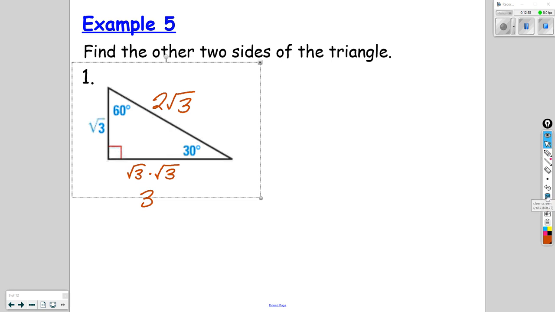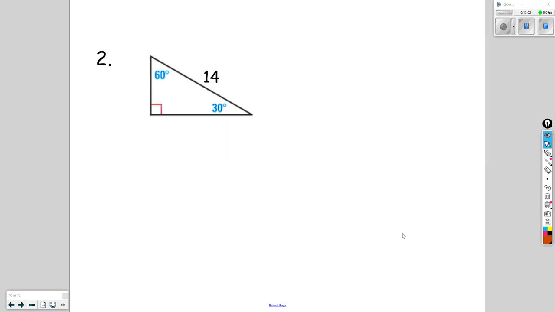All right, let's move on here. All right, now we're starting with the hypotenuse. These are not the most difficult examples, okay, but they're a little bit more difficult than starting with the short leg. When we start with the hypotenuse, we got to get back to that short leg. That should be our first objective. All right, so to get back to that short leg, we divide by 2.